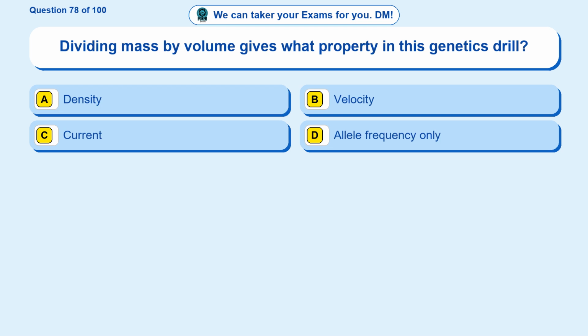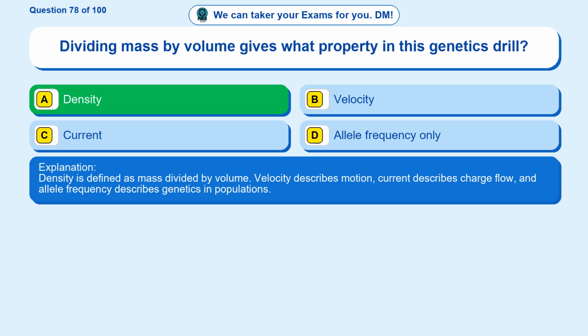Question 78. Dividing mass by volume gives what property in this genetics drill? Option A, density. Option B, velocity. Option C, current. Option D, allele frequency only. The correct answer is option A. Density. Density is defined as mass divided by volume. Velocity describes motion, current describes charge flow, and allele frequency describes genetics in populations.